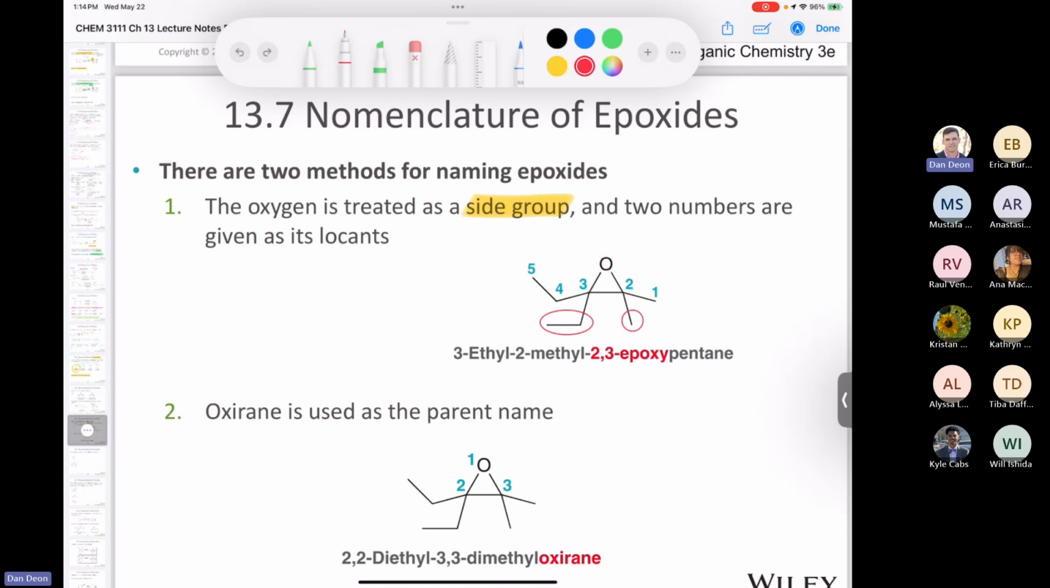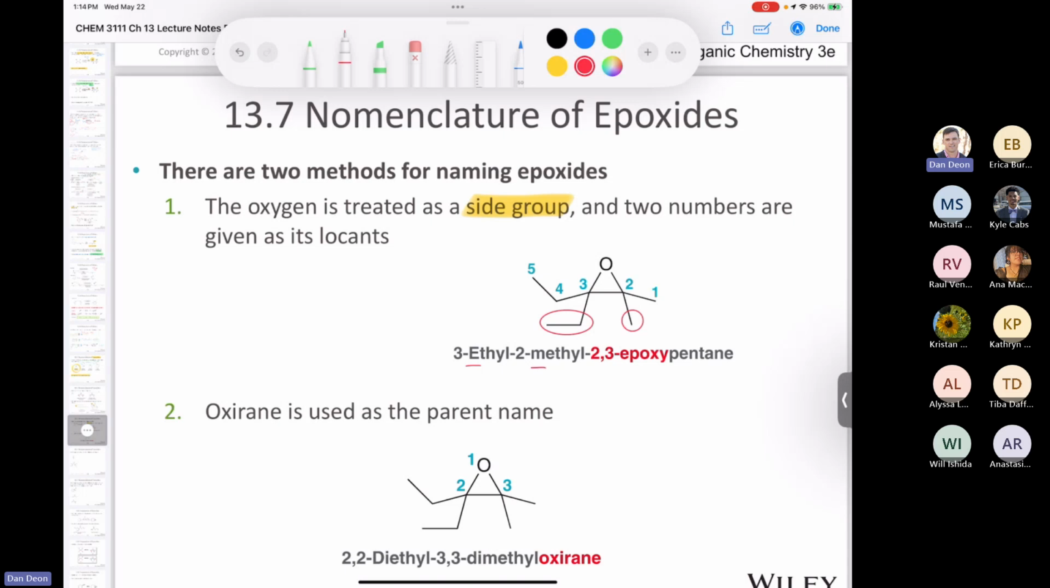And then you just put them down in the order that we have here. So you put the epoxy before the parent, and then you have the E and the M, which are in alphabetical order. So again, the epoxy is part of the main chain, so we just number it like that.